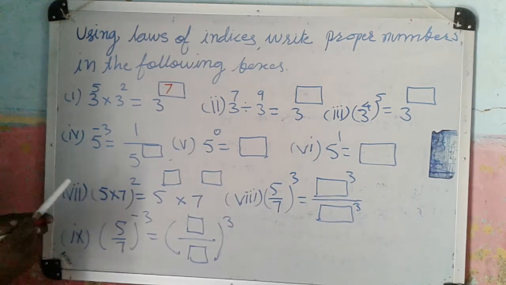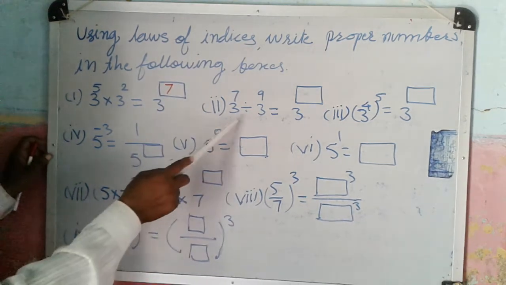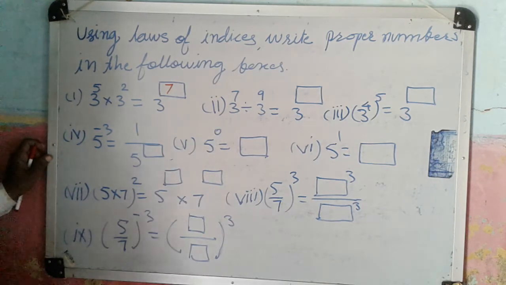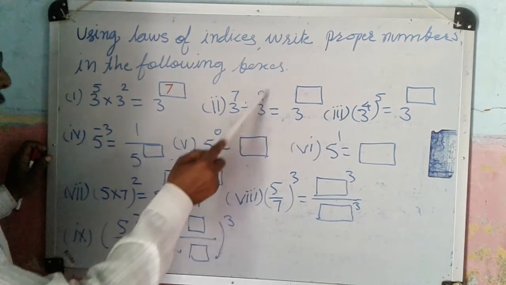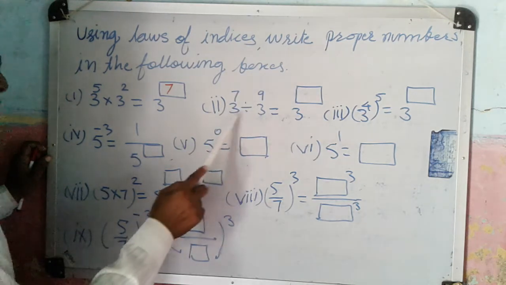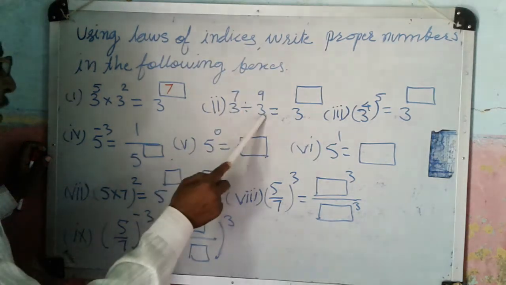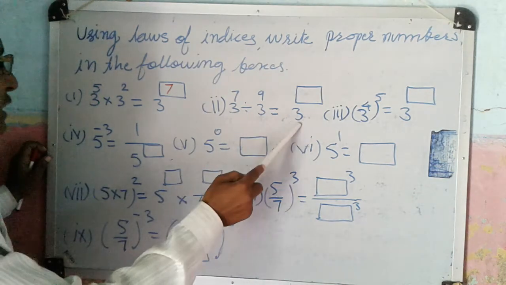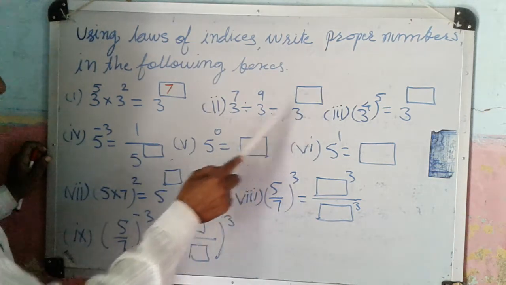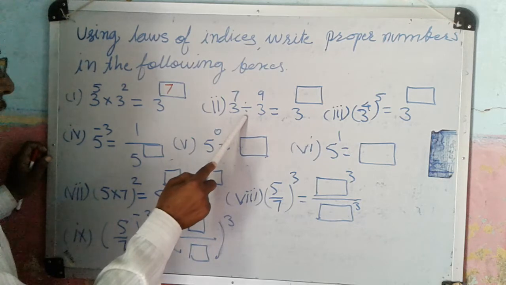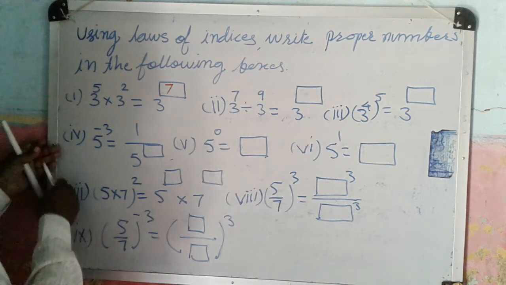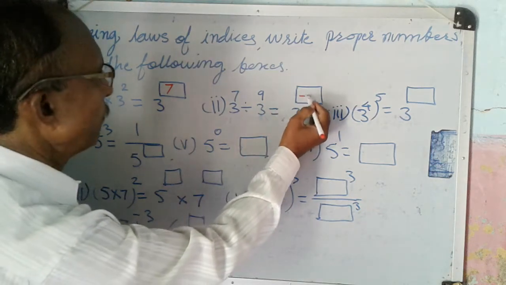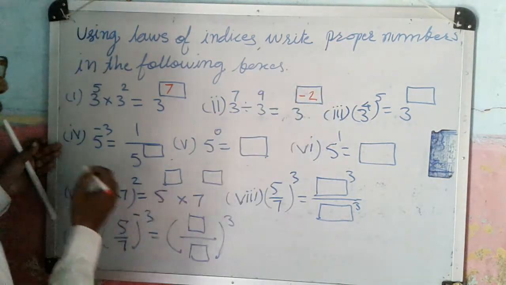Now here division is there. 3 raised to 7 divided by 3 raised to 9. Now the base is same. Base is 3 here. So put the base as it is, and here is division, therefore subtract the indices. That means 7 minus 9, we get minus 2. 3 raised to minus 2.